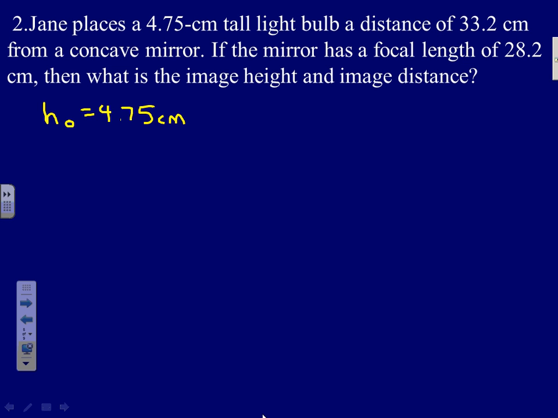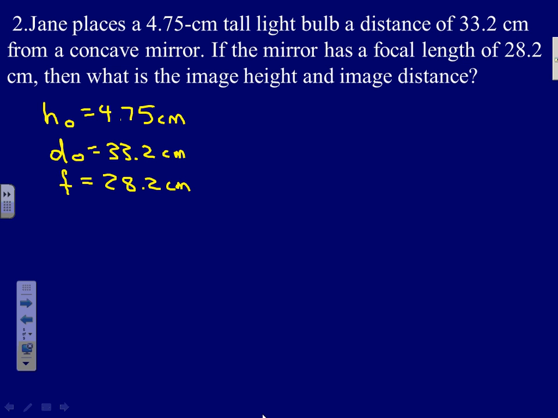So the distance from the light bulb to the mirror, DO, 33.2 centimeters. Excellent. Nice. What other information have we got there? What is that last bit of information? Yeah, so that's F, 28.2. Correct, the focal length, F, 28.2 centimeters.